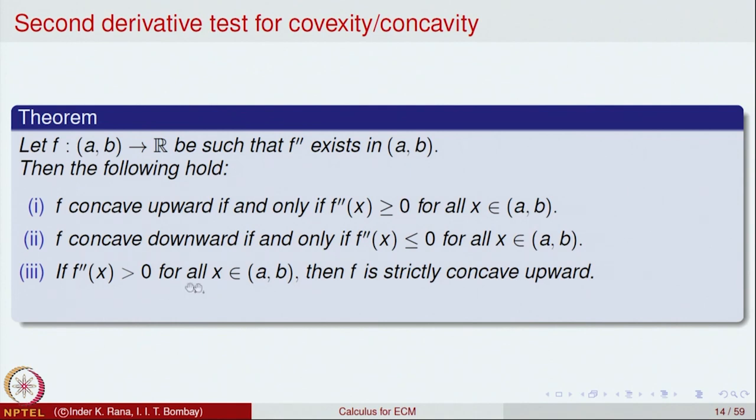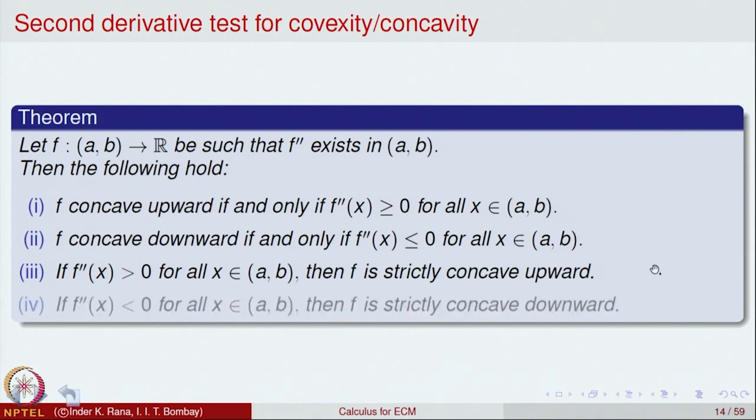And here is a one-way condition which says that if f double dash is strictly bigger than 0, as happened in the previous example, for all points x in (a, b), then f is strictly concave upward. Similarly, if f double dash is strictly less than 0, then f is strictly concave downward. These two are only one-way: if we know the second derivative is bigger than 0 or less than 0 for all points in that interval, which is important, then we can conclude that f is strictly concave upward or concave downward depending on which property is true. So f double dash strictly bigger than 0 at all points in (a, b) implies f is strictly concave upward, and f double dash less than 0 for all points implies f is strictly concave downward.